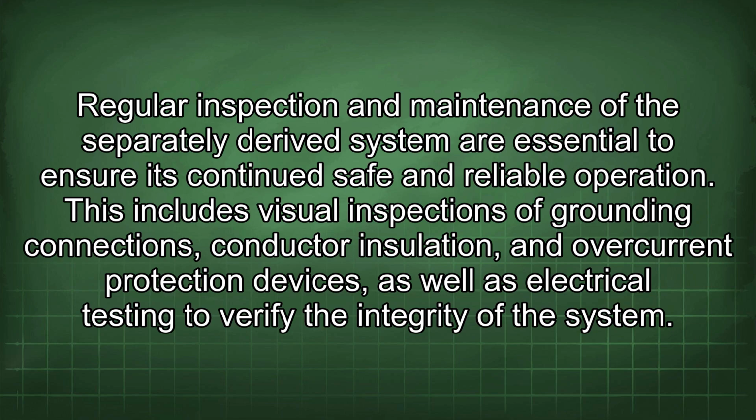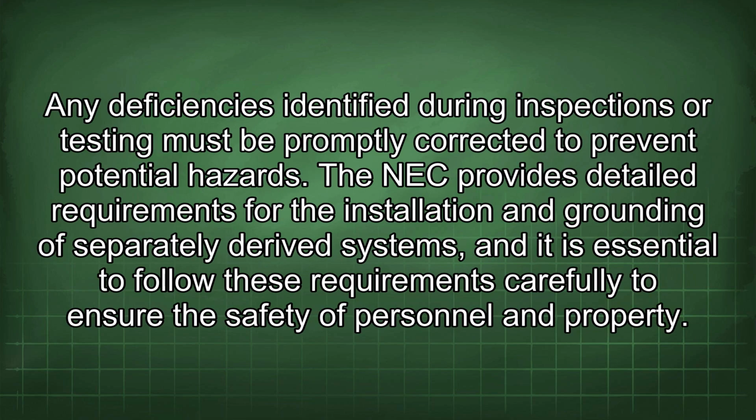Regular inspection and maintenance of the separately derived system are essential to ensure its continued safe and reliable operation. This includes visual inspections of grounding connections, conductor insulation, and overcurrent protection devices, as well as electrical testing to verify the integrity of the system. Any deficiencies identified during inspections or testing must be promptly corrected to prevent potential hazards.